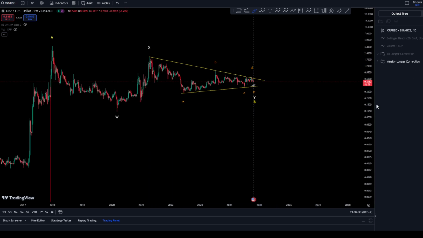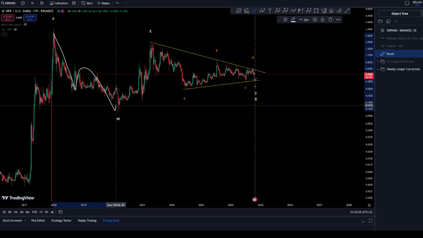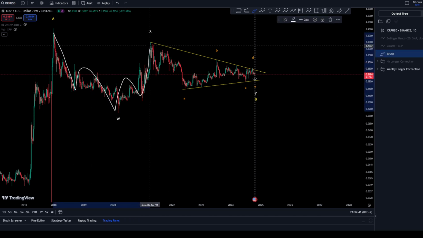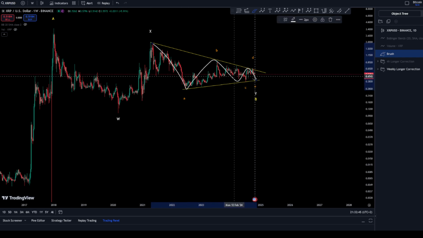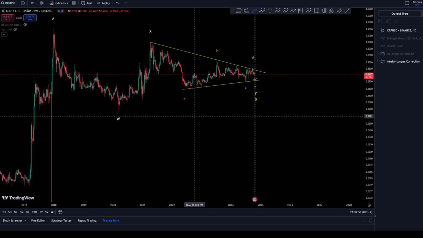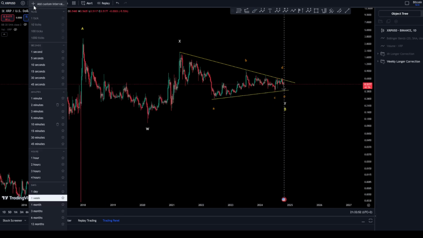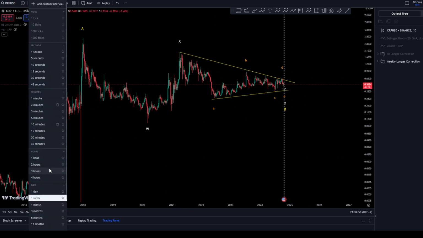Now, in this long correction, we are looking for a W in a zigzag and then an X as another zigzag. Your wave Y is A, B, C, D, E, which is a triangle, where we are still looking for a wave E towards the downside. Now, this was already predicted in the previous video, that we are looking towards the downside.